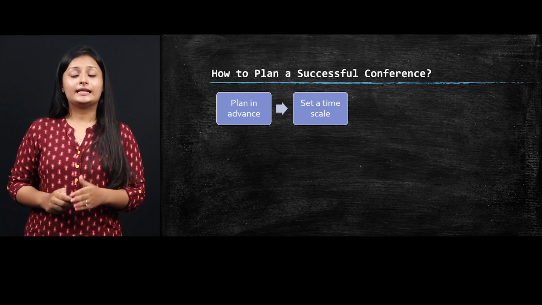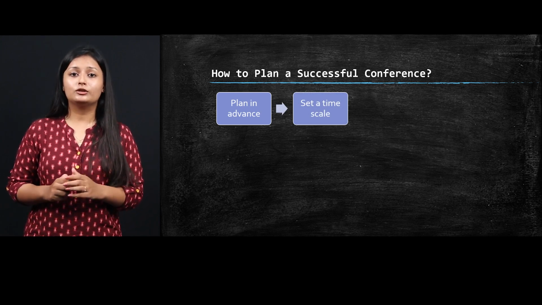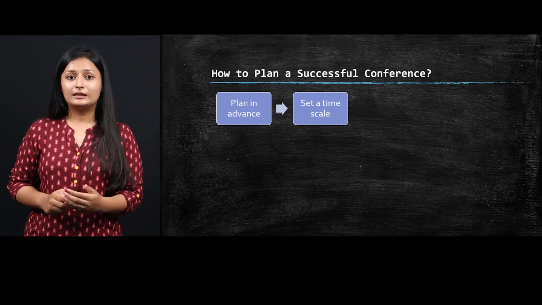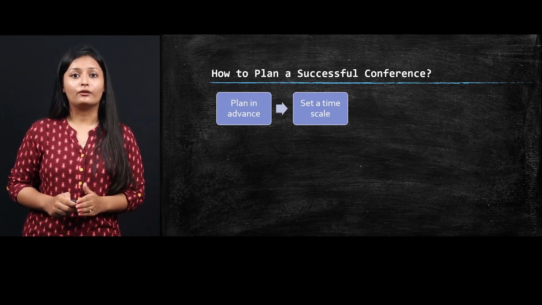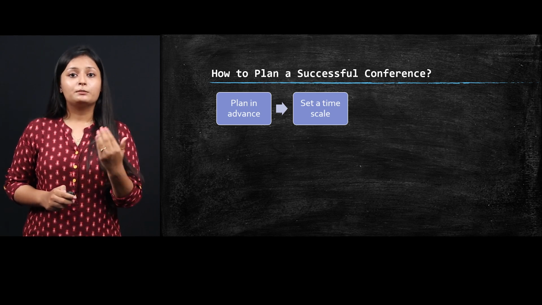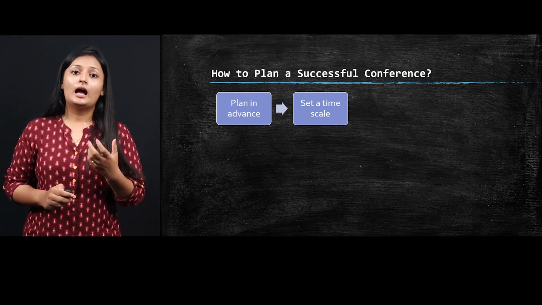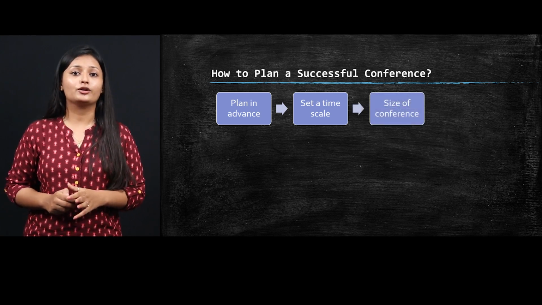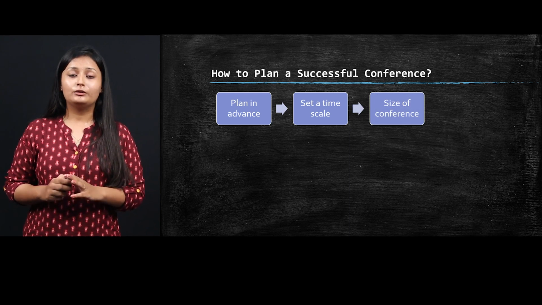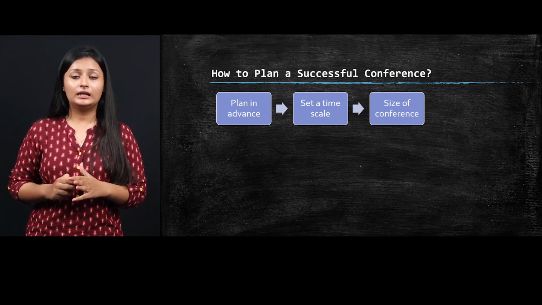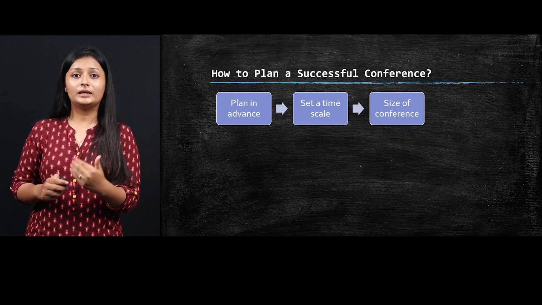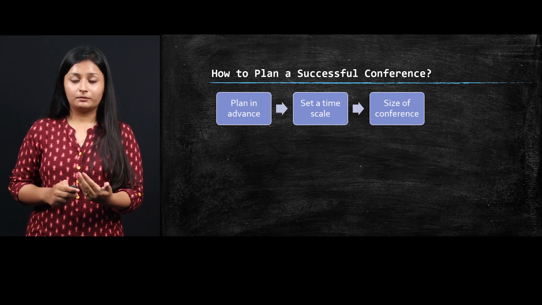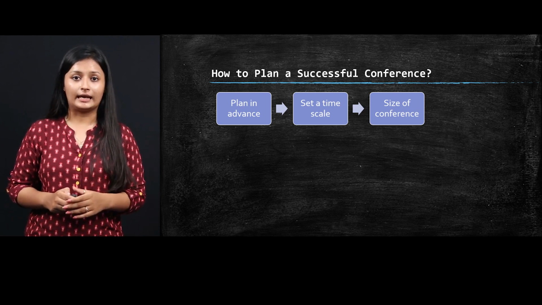The next is you need to set a time scale. You always need to ensure that you fix the time of the event and the date of the event. You need to be flexible in deciding the time scale and the date of the event, depending upon the sponsorship and the audience or customers you are approaching. The next is the size of the conference. Make sure you have decided the size of the audience or the conference, that how many people are going to be involved in this event, how many people you will approach, and how much sponsorship you will gain.